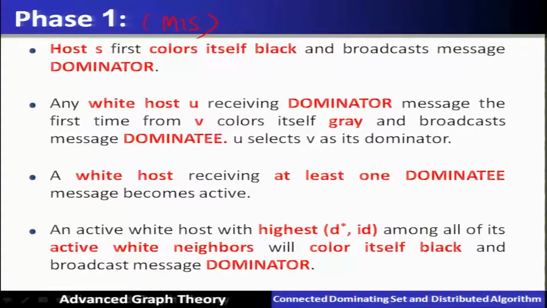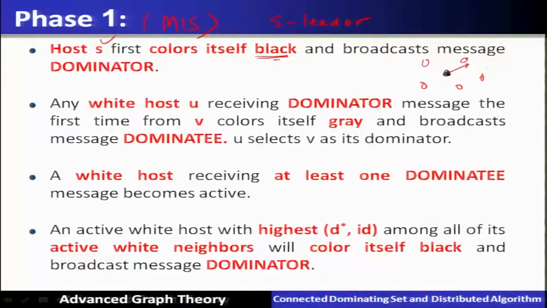So, let us start with the leader node. S is the leader. The leader first colors itself black. Now, this is the leader which will color itself, let us use black, while all other nodes are white.